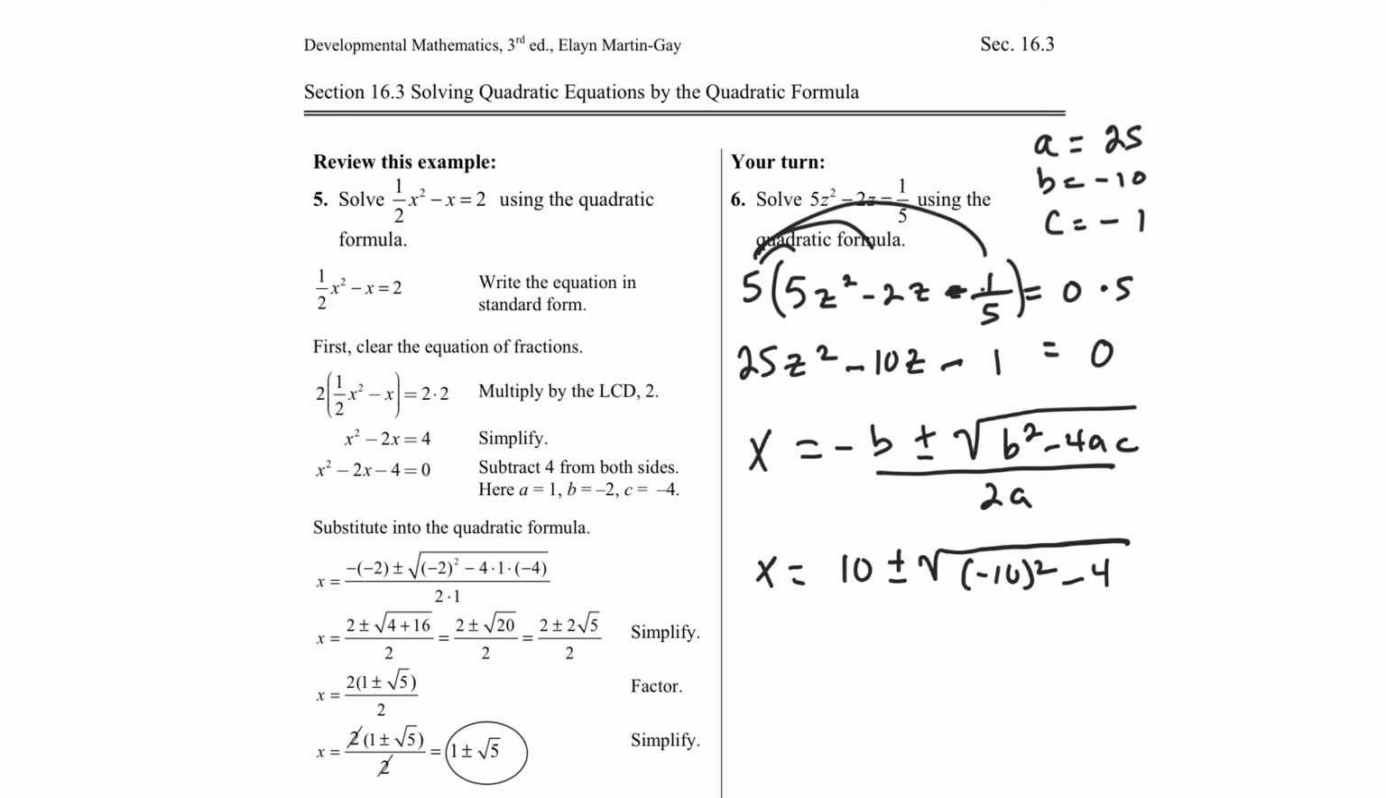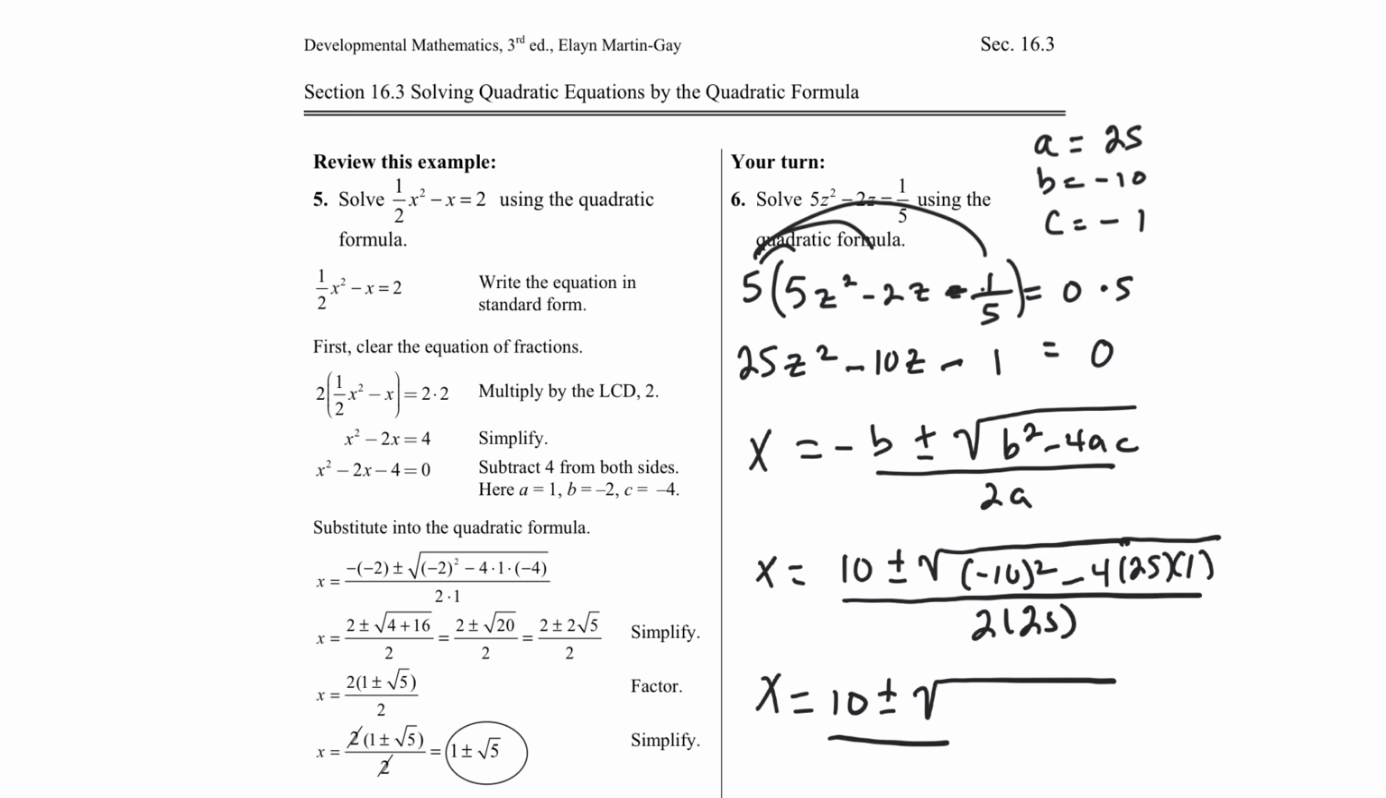So you have 4 times a, which is 25, times c, which is 1, divided by 2 times a, in this case it's going to be 2 times 25. So you have x equals 10 plus or minus square root, and 2 times 25 is 50.